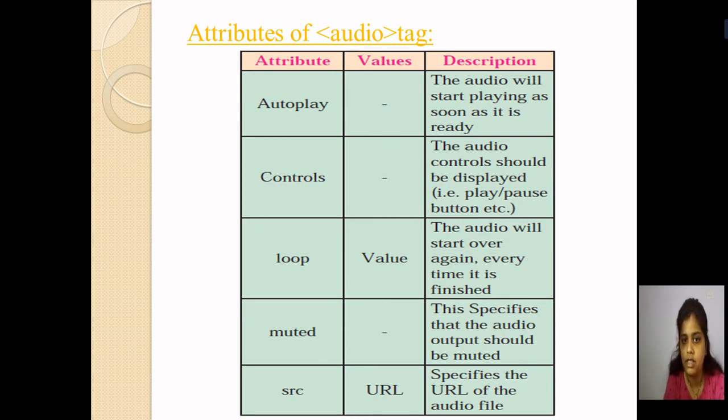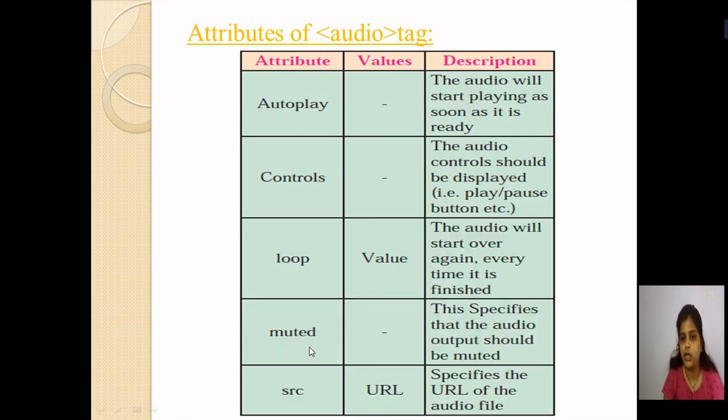The second attribute is controls. With this option, the audio will display symbols to start playing your audio, to pause your audio, and one for closing. And the third is loop. If you want to repeat the same audio again and again, the number of times you want to repeat it is mentioned in the loop attribute.